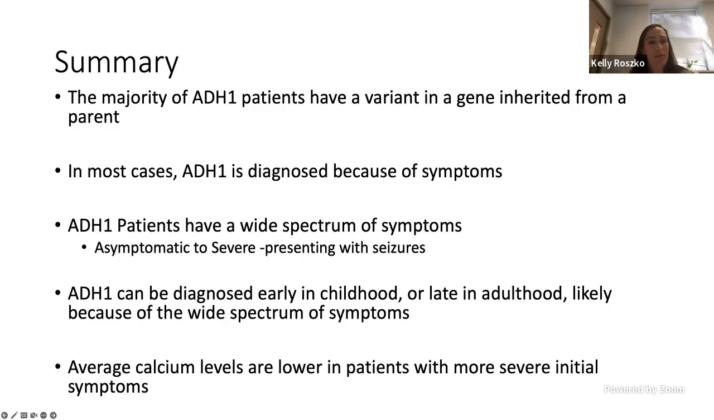So in summary for what we've talked about so far, the majority of ADH1 patients have a variant in a gene that is inherited from a parent. And in most cases, ADH1 is diagnosed because of symptoms. ADH1 patients have a wide spectrum of symptoms. They can go from asymptomatic to severe and even present with seizures. ADH1 can be diagnosed early in childhood or late in adulthood, and that's likely because of this wide spectrum of symptoms across patients. And the average calcium levels are lower in patients with more severe initial symptoms.